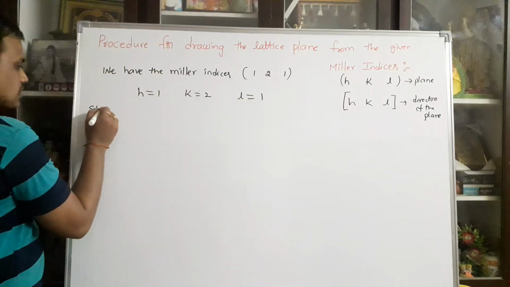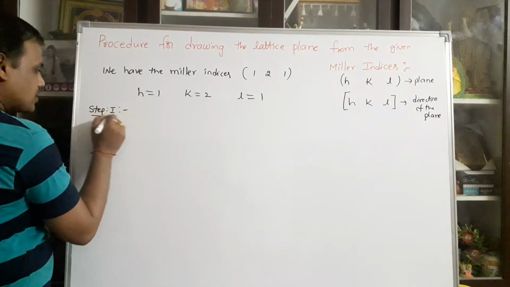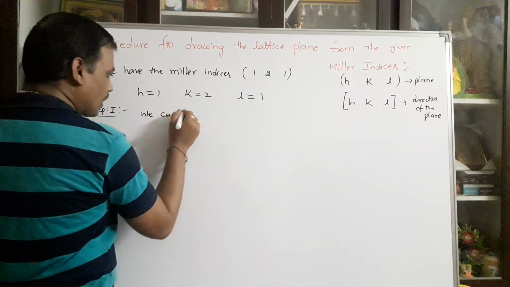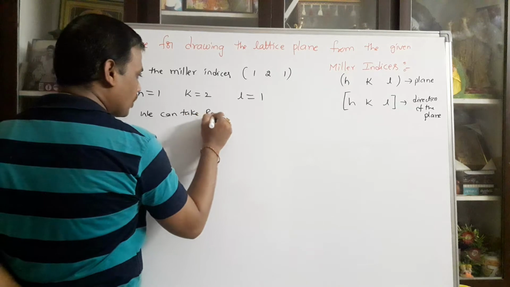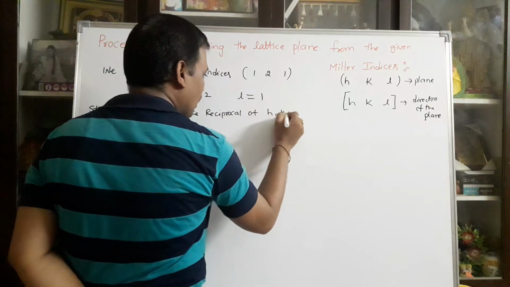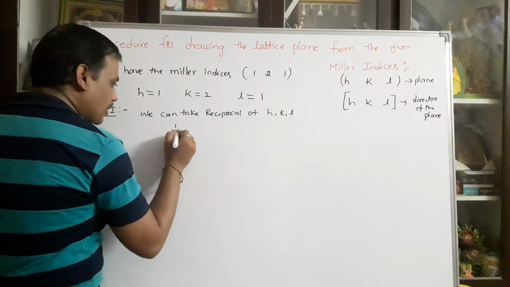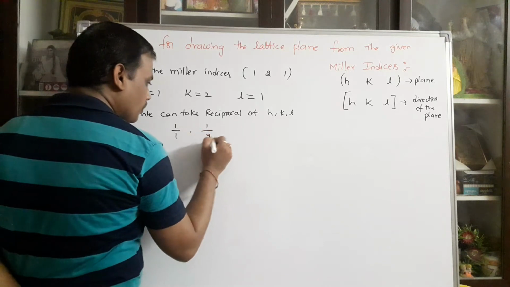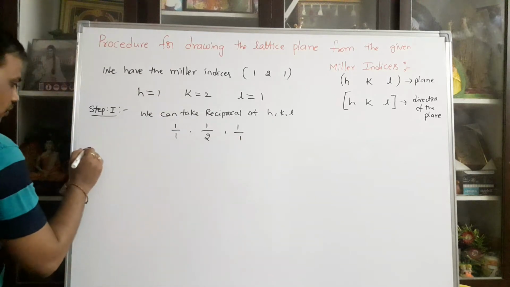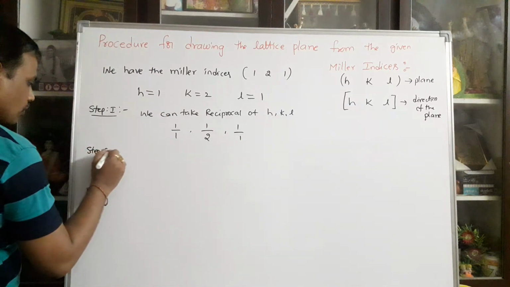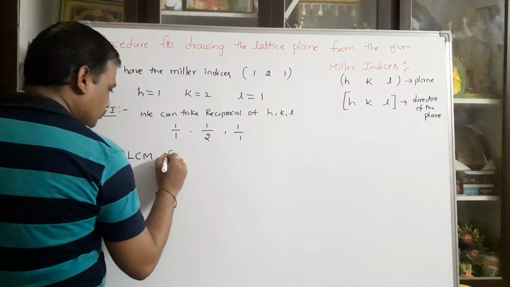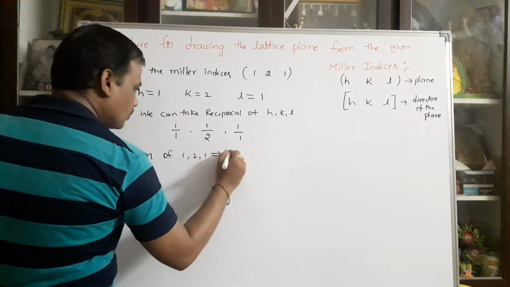Based on these Miller indices, first we go to step number 1. You can take the reciprocal of H, K, L, nothing but 1 by 1, comma, 1 by 2, comma, 1 by 1. So in the denominator we have these values. In step number 2, you can take the LCM of the denominators. The LCM of 1, 2, 1 is 2.